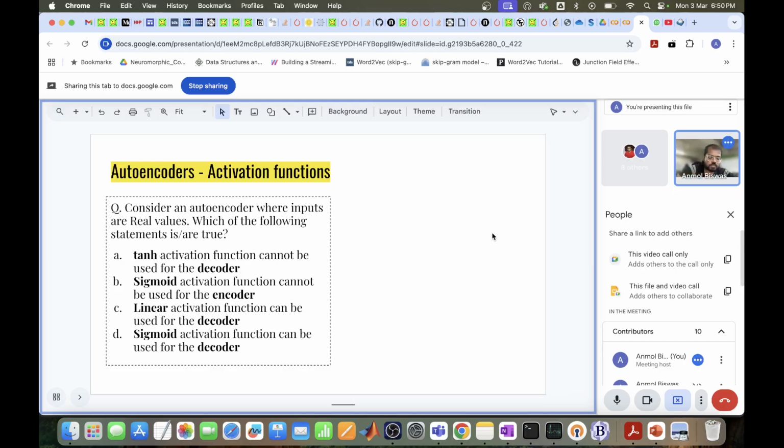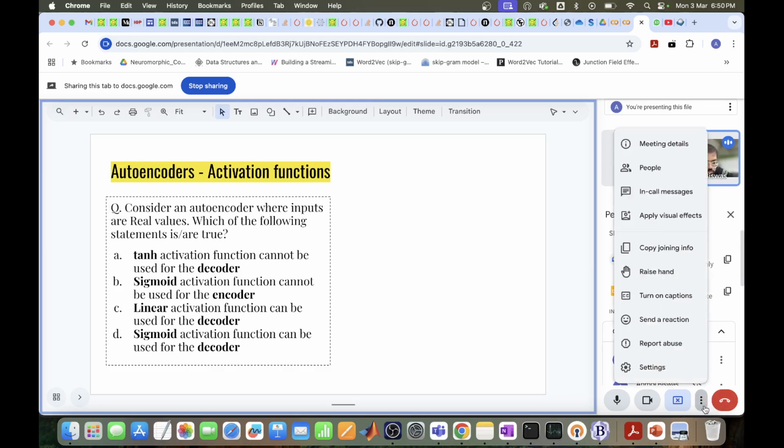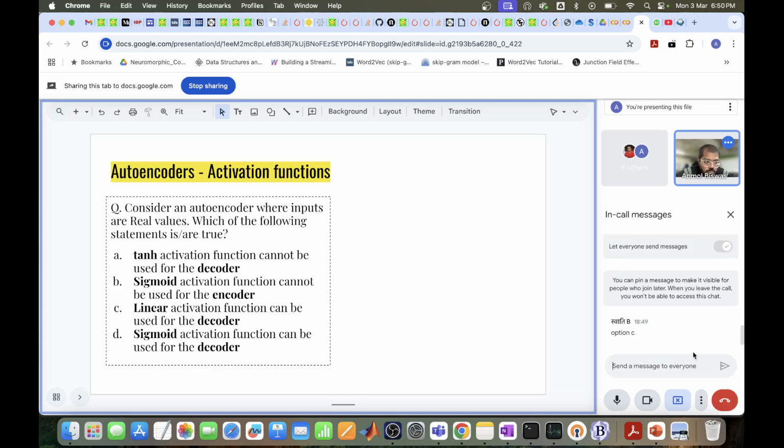Okay, so let's see what the options are. Going through the options, we can figure out which ones are correct and which ones are not. First of all, notice here that inputs are real values. What this means is that outputs are also real values, because we're talking about an autoencoder, so inputs and outputs are the same thing. So if inputs are real values, then outputs are also real values. And the best activation function to generate real values is basically no activation function.